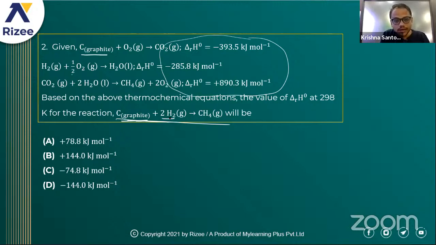Next, we are having 2H2. So here I'm having H2, as well as I'm having a CH4 molecule. Here I'm having one CH4 molecule. Means CO2, H2O, and O2 should be eliminated.